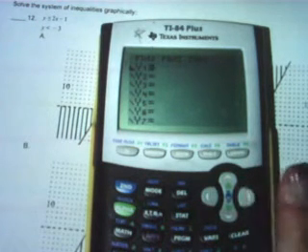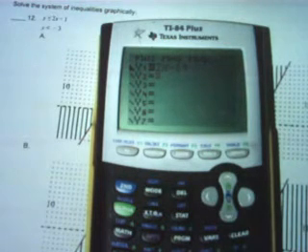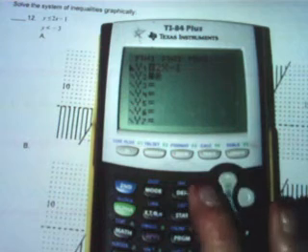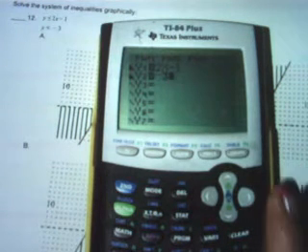Y'all with me? Then we're going to move over and we're just going to put in 2x minus 1. And then down and put in the other one. You got to move it over till that's flashing downwards. And then we're just going to put in -3 and graph.